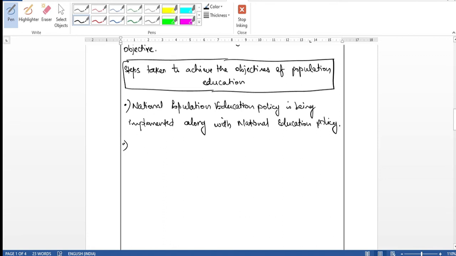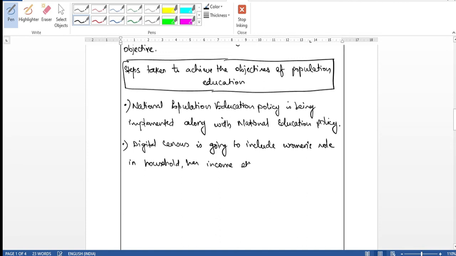Second, the census. Digital census is going to include women's role in the household, her income, etc. Thus promote, okay, etc.